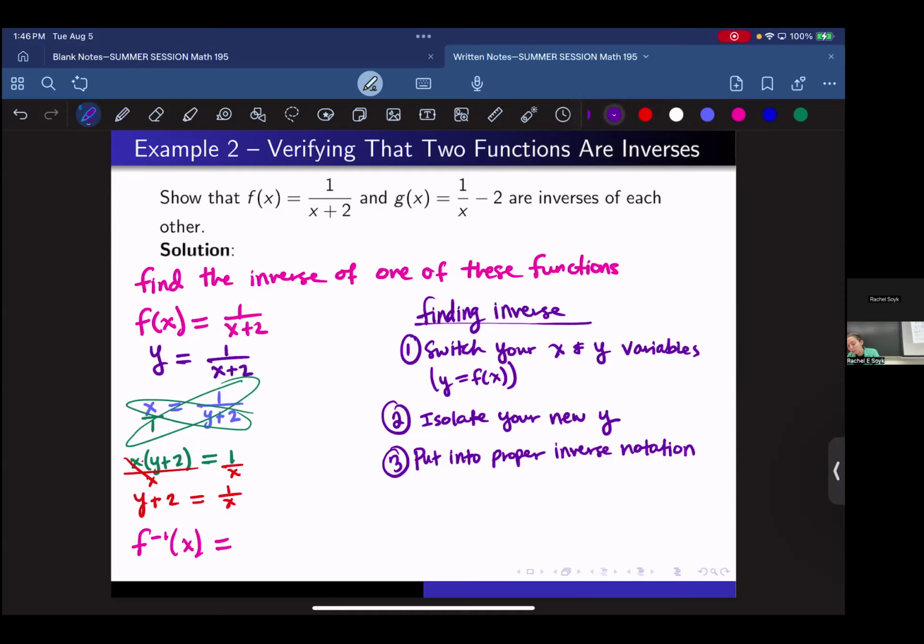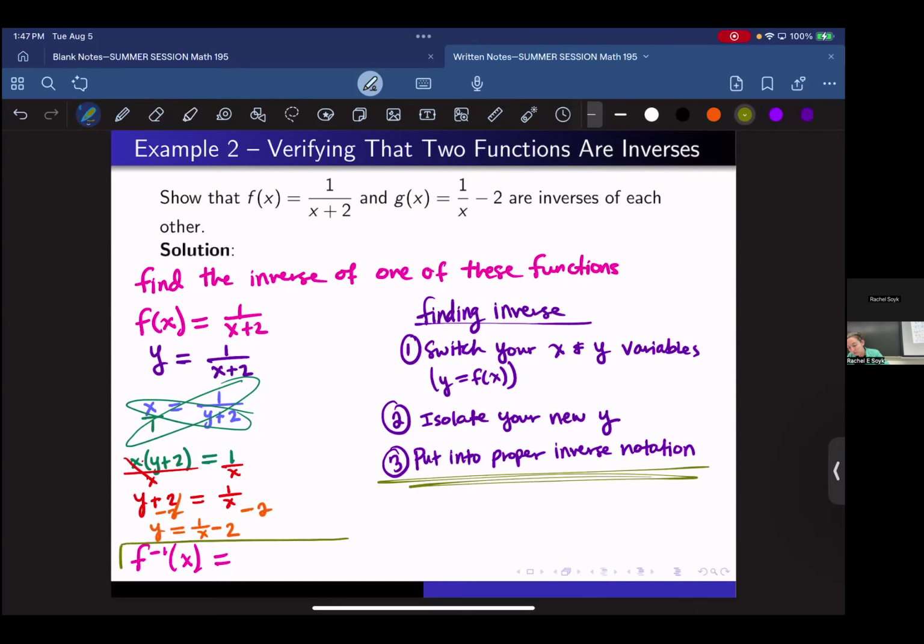And we want y all alone. So our last step is we're going to subtract 2 from both sides. So we end up getting y is equal to 1 over x minus 2. And so our last step is to put this into proper inverse notation, which is f inverse of x is equal to 1 over x minus 2.